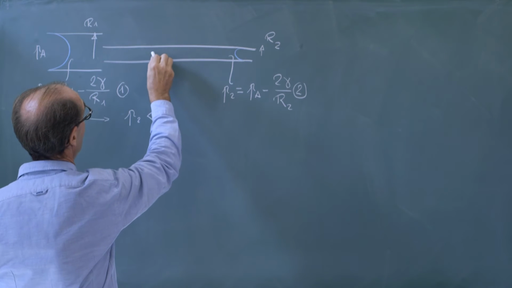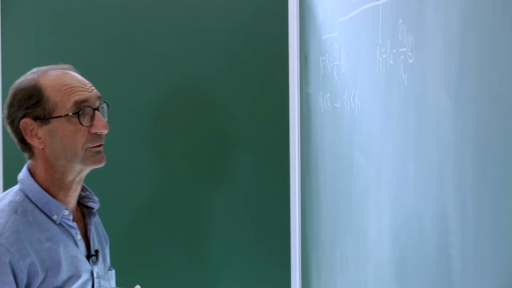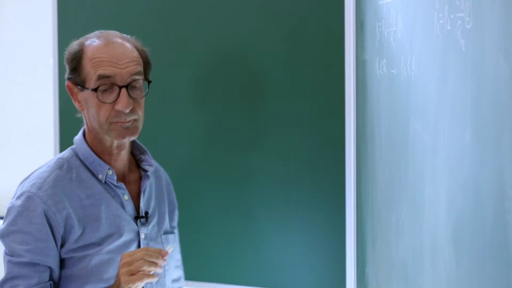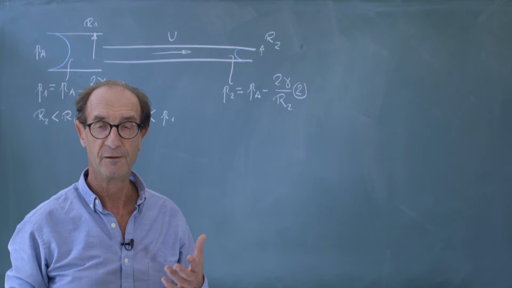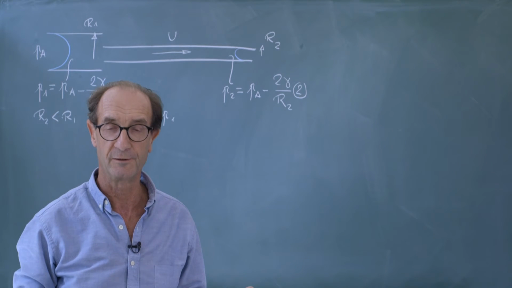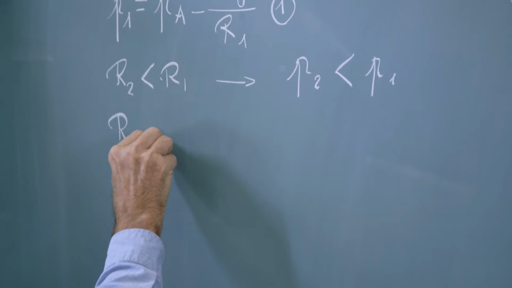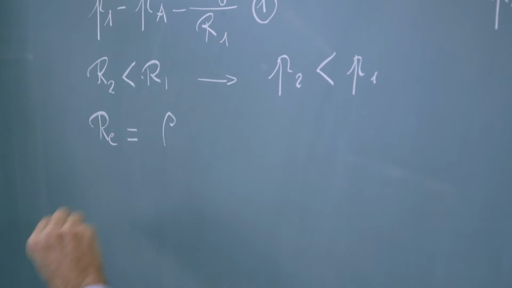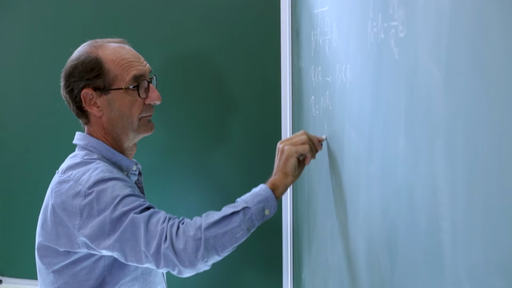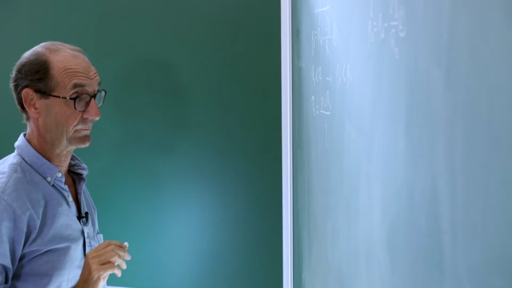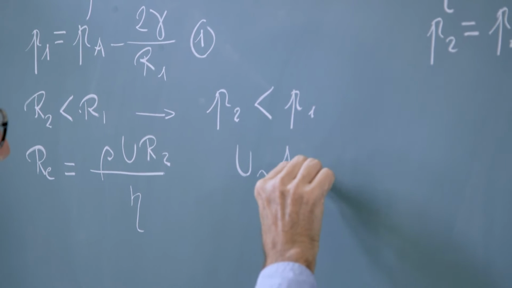Now, the liquid moves with the characteristic velocity u, and we have to compute this characteristic velocity. In order to do so, we need to compute the Reynolds number to know if the flow is dominated by viscosity or by inertia. The Reynolds number is the product of density, velocity u, and the radius R2, divided by the viscosity of the liquid, eta. In this experiment, u is typically 1 millimeter per second.